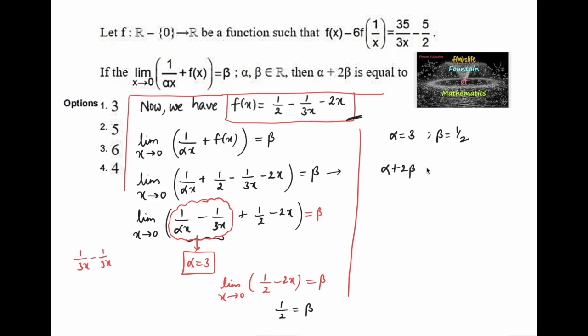So alpha is equal to 3, beta is equal to 1 upon 2. Therefore, alpha plus 2 times beta is equal to 3 plus 2 times 1 upon 2, which is 3 plus 1, which is equal to 4. So 4 is the answer, which is option 4.